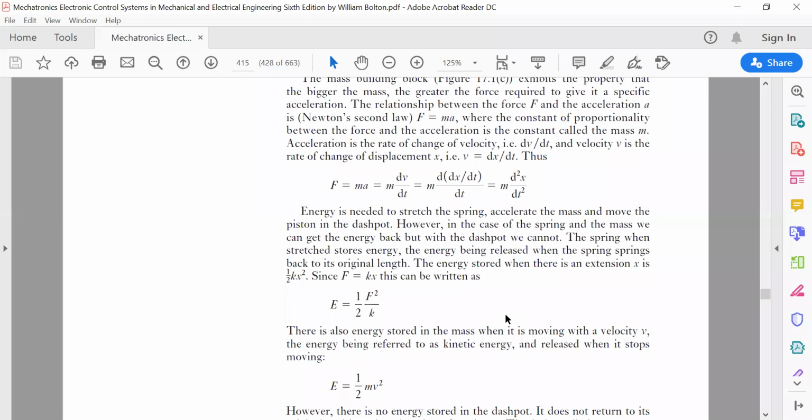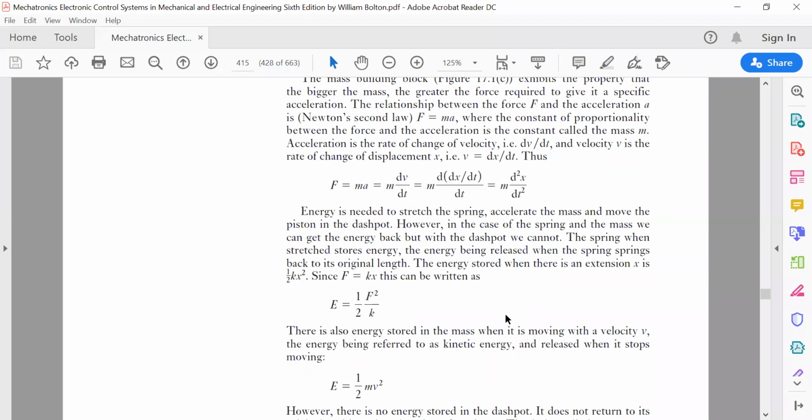So that means once we apply some force on a system, in case of a dashpot, it moves to some particular distance, but then it cannot come back on its own because we cannot get the energy back from the dashpot system. This again holds good for the resistance as well, if I'm talking about the electrical analogy, because in a resistance you can't get back the energy.